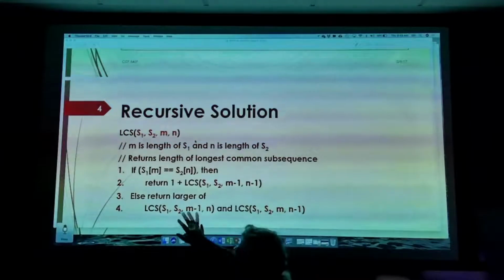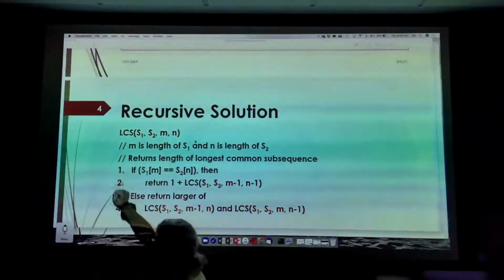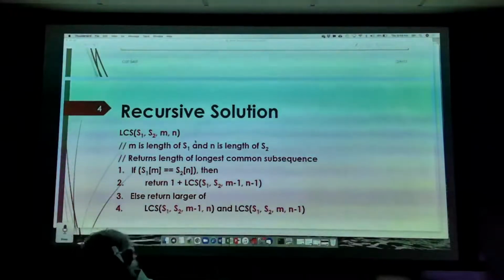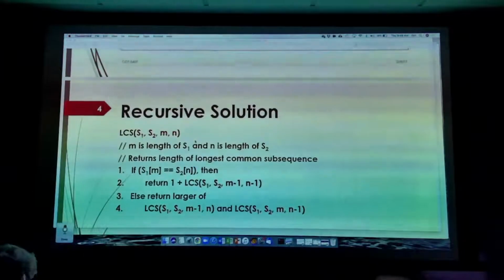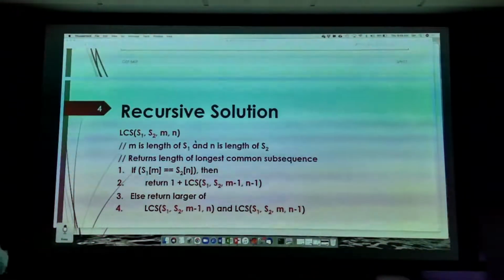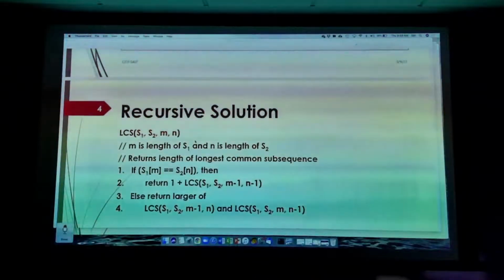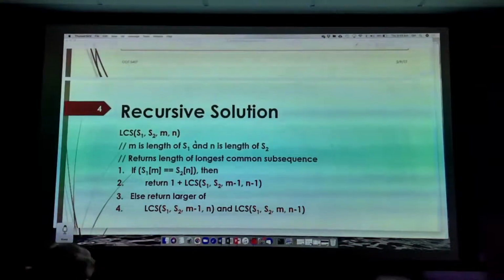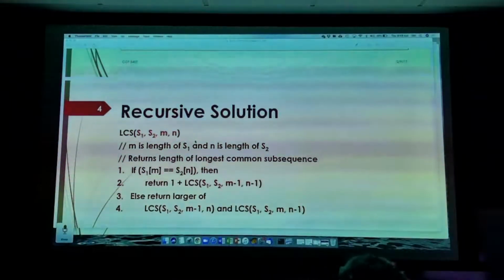Now, if you really were to write a recursive solution, we would have to add some statements here that say if m is less than or equal to 1, then do something. In fact, you could apply the terminating condition to be: if m is equal to 0, then return 0. If n is equal to 0, return 0. Otherwise, just carry on.